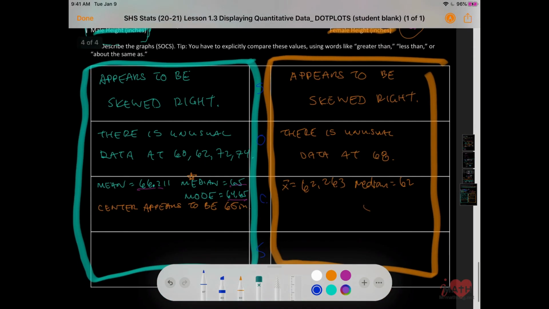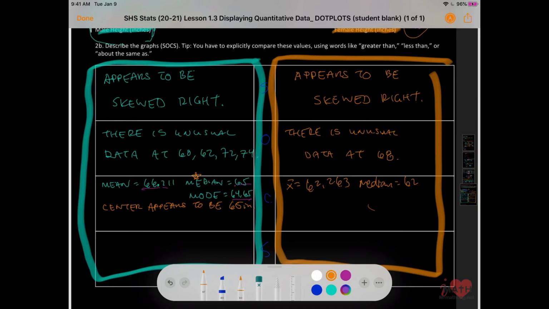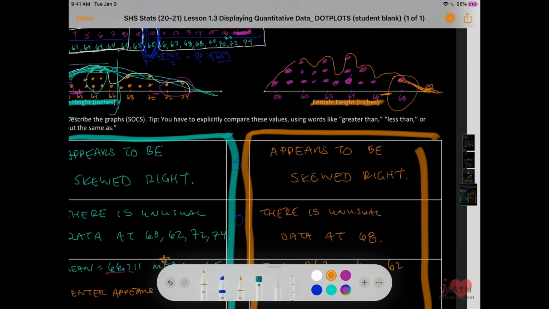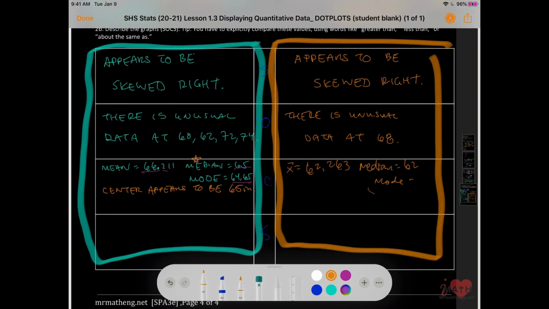Okay. And then mean, median, and mode. What was the mode for our females? That was 60, 62, 64. So what do all those numbers look like? It looks like the center appears to be what number? 62, which is what? Mean, median, or mode? The median. All these numbers are pretty close. Now our data is not really super skewed over.